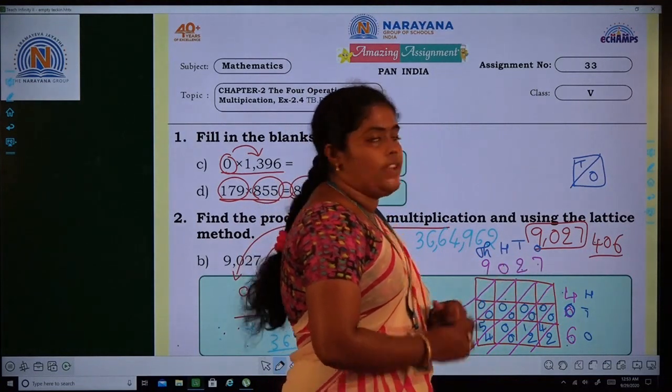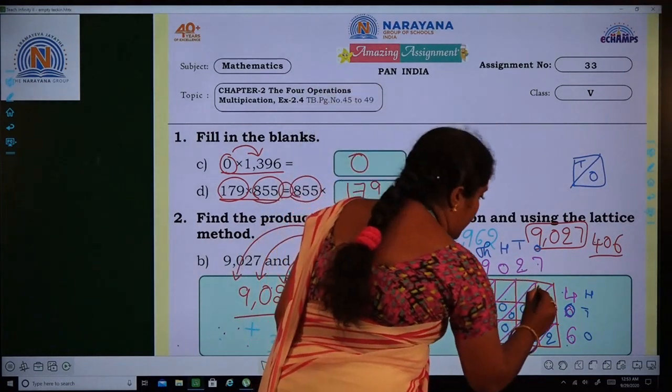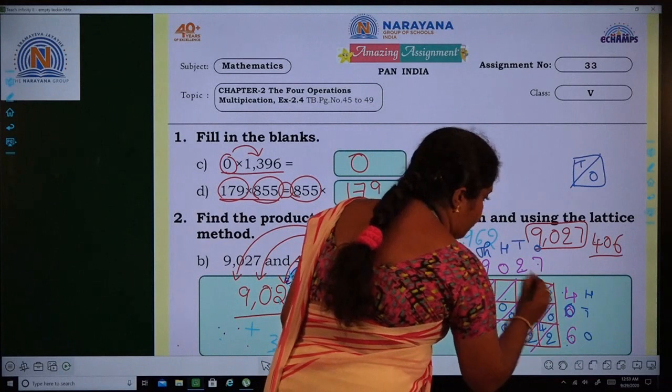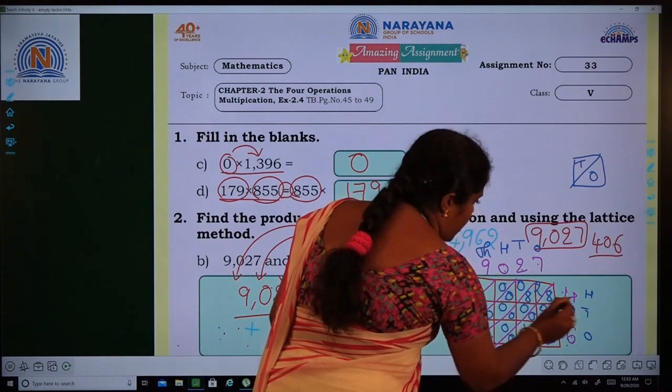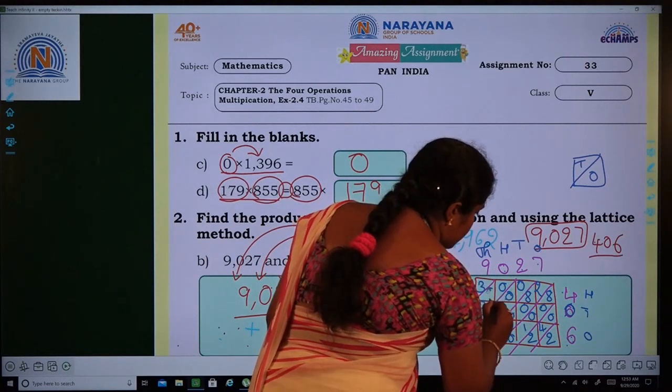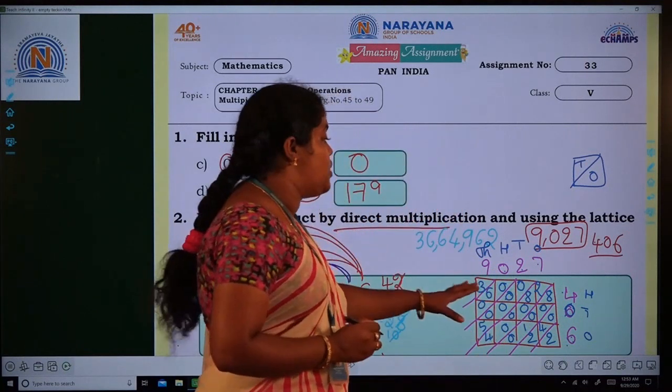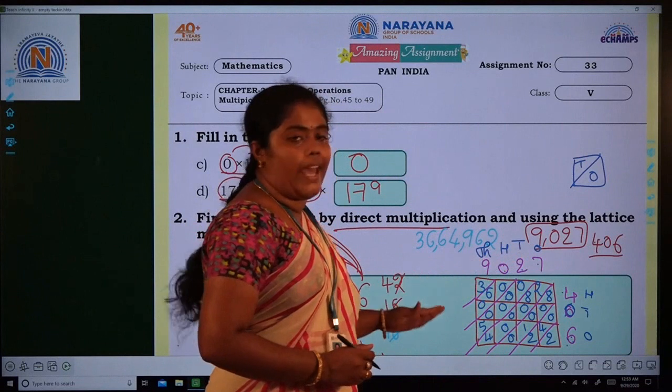Next, moving on to 4, hundreds place. 4 sevens, 28. Next, 4 twos, 8. And 4 zeros, 0. Next, 4 nines, 36. Now we have to do the addition according to diagonal lines.